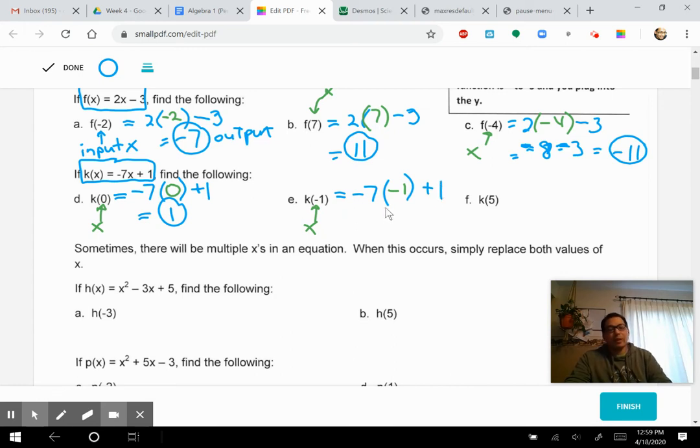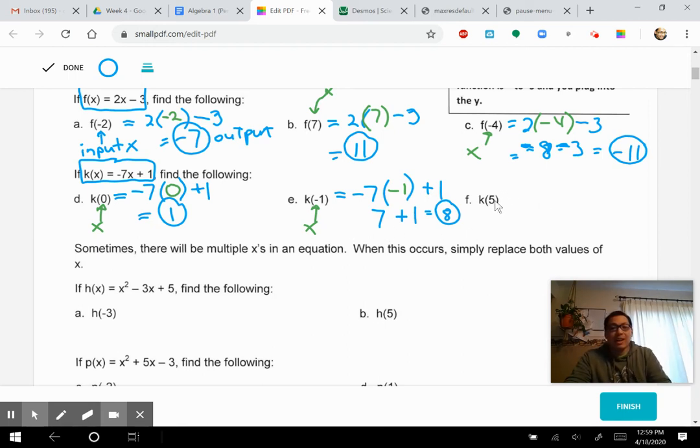And again, forgive me for my handwriting, first time I'm using this program, it's going to take me some practice. -7 times -1. Oh, this is a good one. Reminder, what's a negative times a negative? We get a positive, right? So we get +7 plus 1, and we get 8 as our output. So it really doesn't like me writing 8s.